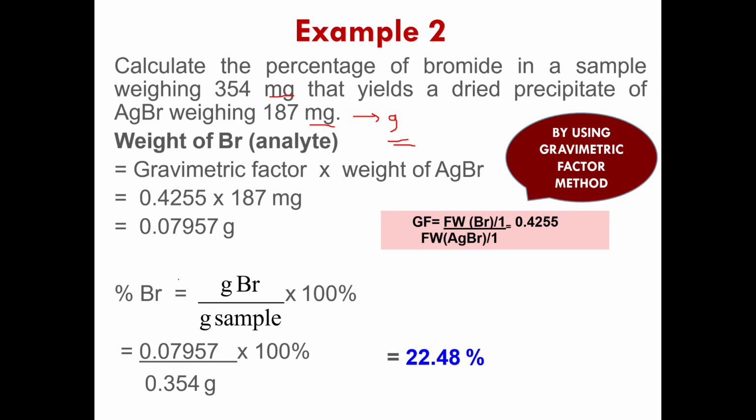So the percentage of analyte is 0.07957 divided by the mass of the sample. The sample given is 354 milligrams, so make sure you convert into one unit. So in gram it is 0.354 gram, and multiply by 100%, you get 22.48%.